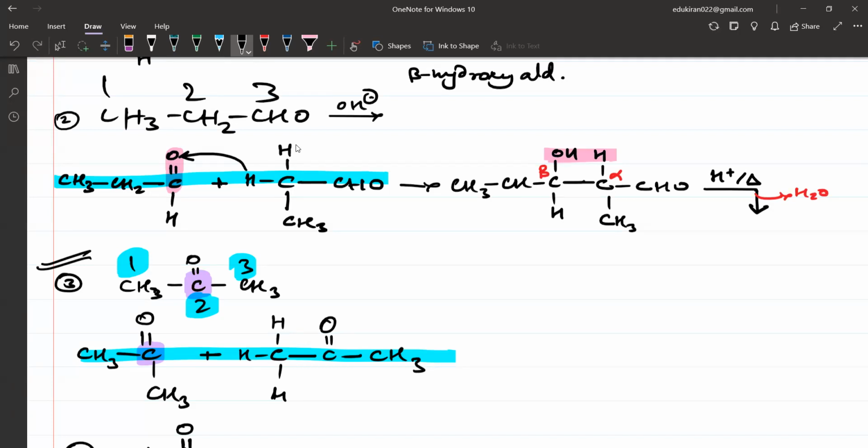So you have 1, 2, 3, 4, 5 carbons. You can just write it like this: 1, 2, 3, 4, 5. The fifth carbon is CHO. This is the alpha carbon. Alpha carbon has a CH3. Beta carbon does not have OH. It will have a double bond between alpha and beta. And then you have CH2, CH2, CH3.